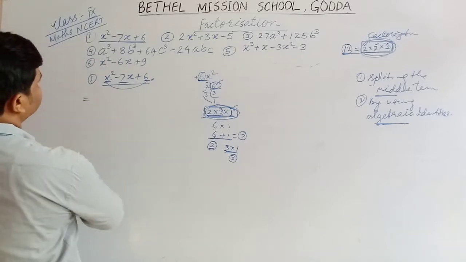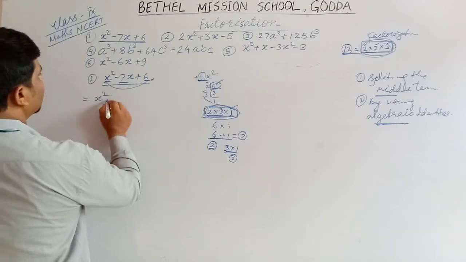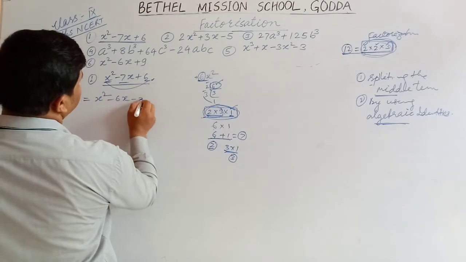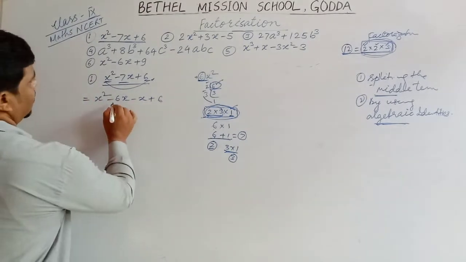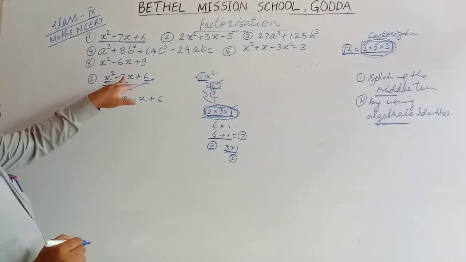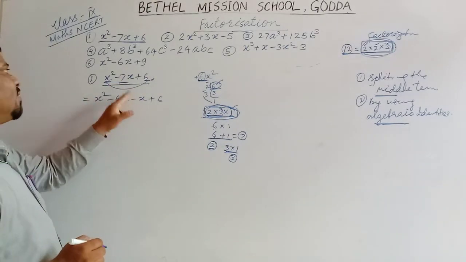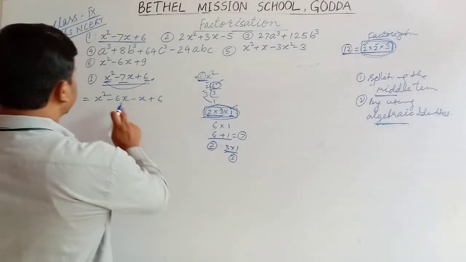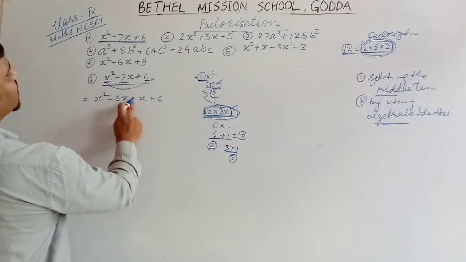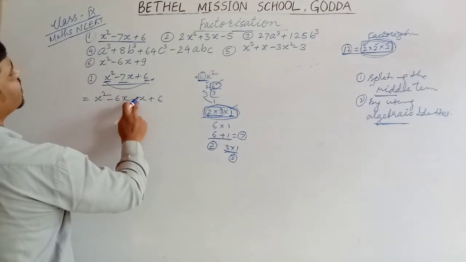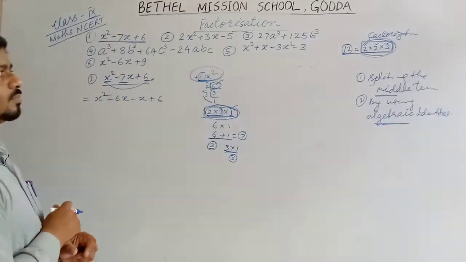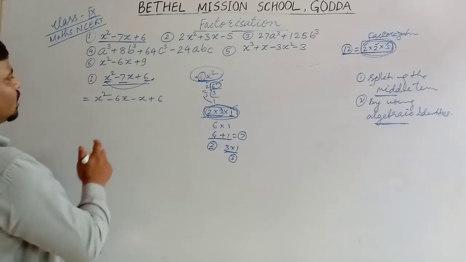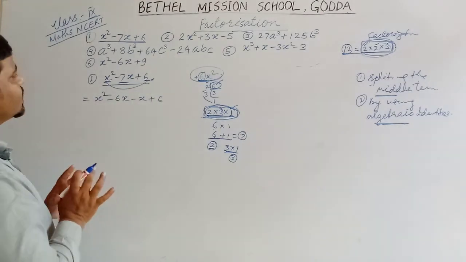So what will be? x square minus 6x minus x plus 6. Minus 6x minus x, minus 7x. After adding you will get minus 7x. But after multiplying, minus into minus is plus, 6x into x, 6x square. So after multiplying you are getting this. It means this is correct.